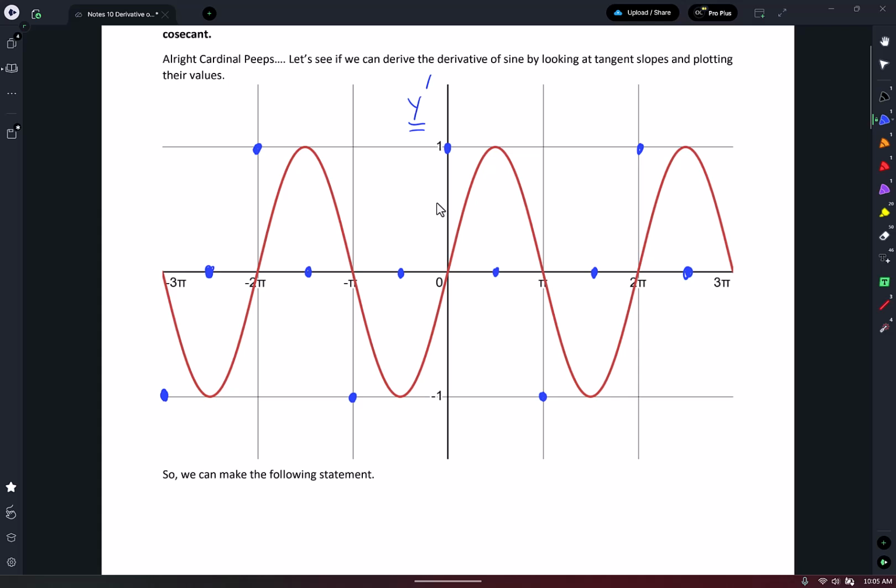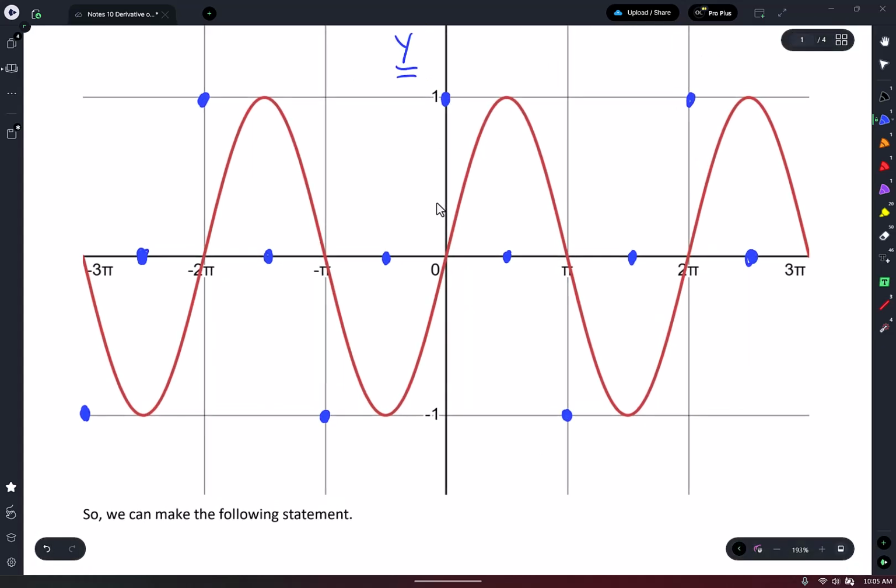What we just did was plot tangent slopes, the values of tangent slopes. What we did is we graphed the derivative of sine x. You know what I mean? So check it out. These are all my derivatives at specific points, the values of the derivatives.